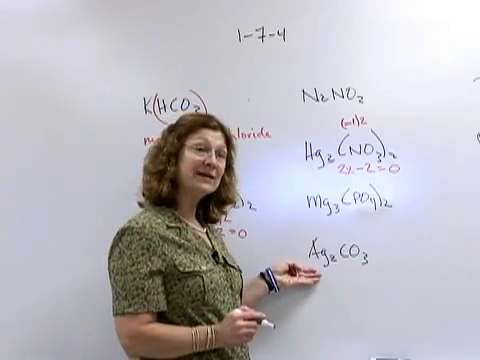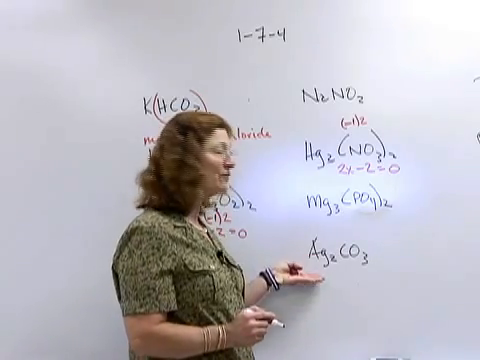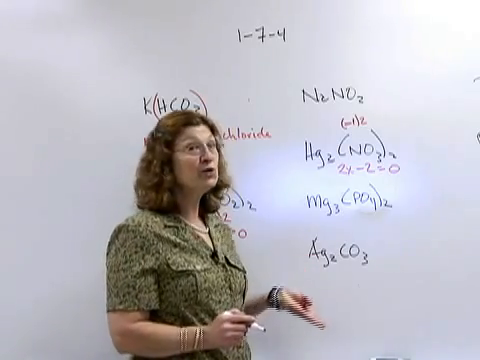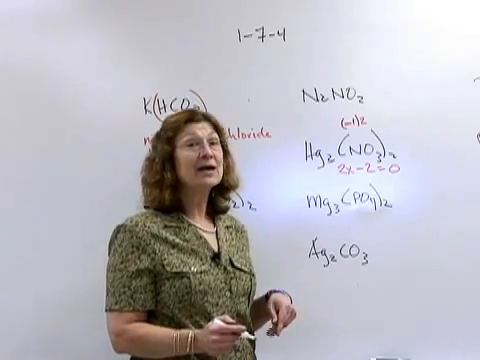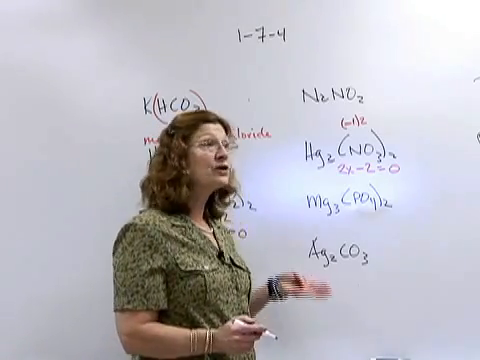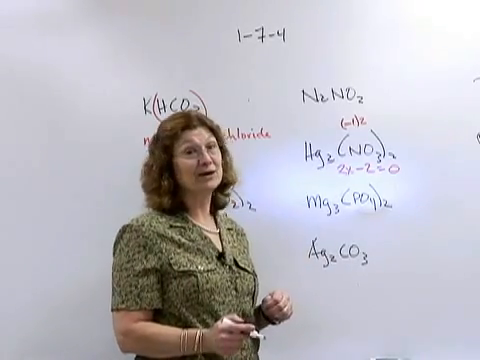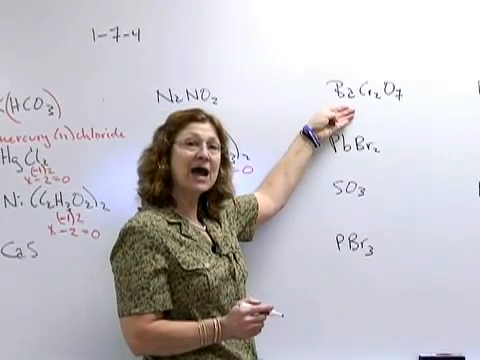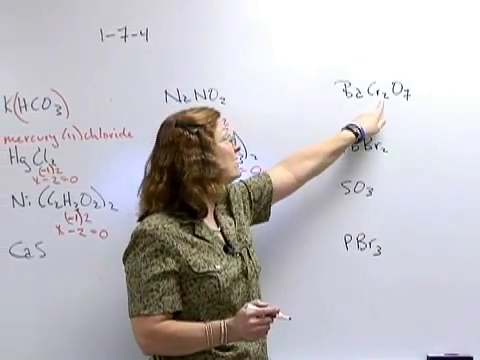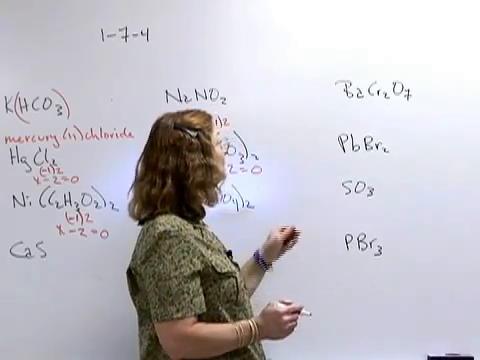Silver carbonate. Silver is one of the silly 6. It's always +1. Silver carbonate. Now, you could have silver Roman numeral 1 carbonate. That would be fine. It's not necessary, as long as you have the correct Roman numeral. Any other Roman numeral would be incorrect. Barium dichromate. Notice we have 2 chromiums here, so there are dichromate.